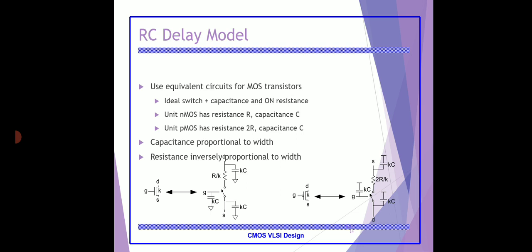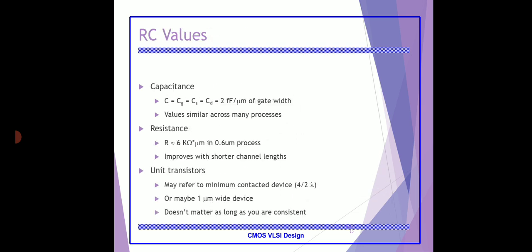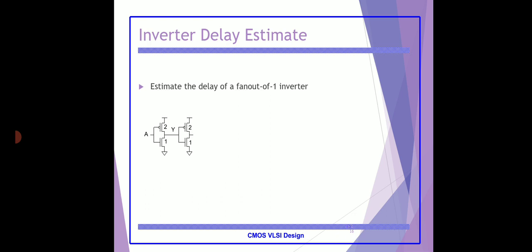So you can see the block diagram here, and the resistance and the capacitance values are here. The unit transistor is the minimum, and it has a minimum width. The widths are compared, so the PMOS resistance is equal to 2 times the resistance of nMOS. In this inverter delay estimate, while we are estimating the delay of a fanout of one inverter, if you take nMOS as 1, then surely the PMOS resistance value will be 2. That is given here.